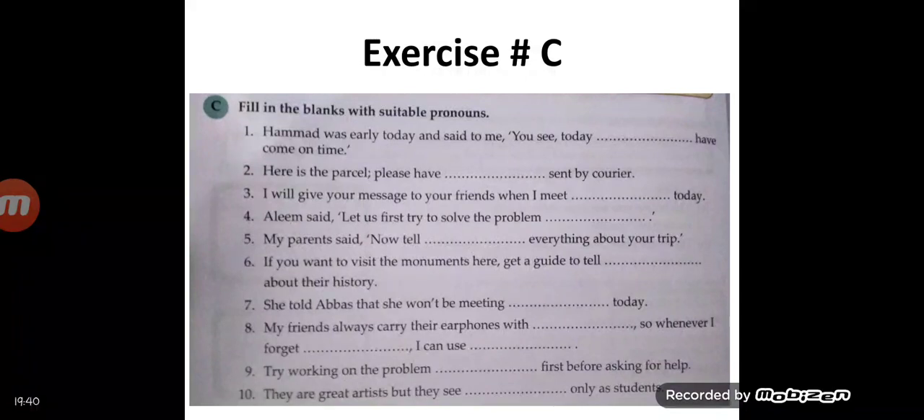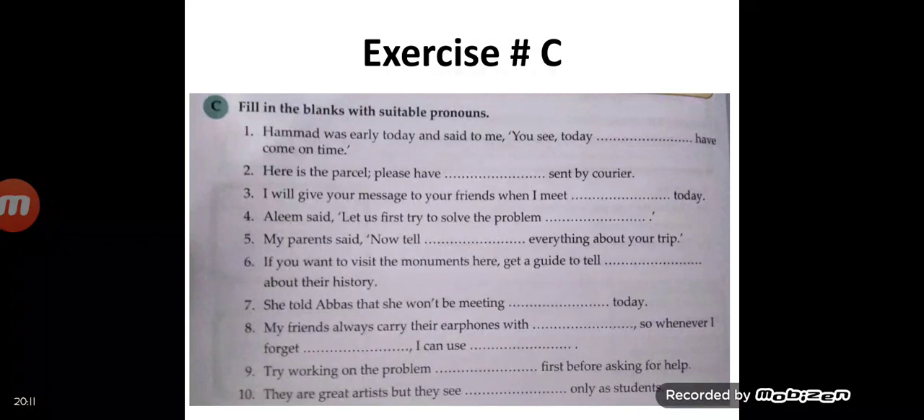I have come on time. Here is the parcel. Please have Dash sent by courier. Please have it sent by courier. Third option, I will give your message to your friends when I meet Dash today. Friends. What will you use for friends? Them. Yes, I will give your message to your friends when I meet them today.